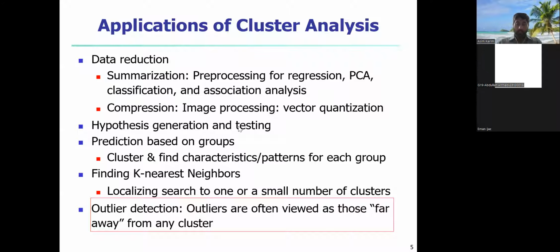So clustering is also commonly used for outlier analysis, and we will discuss outliers after we have finished clustering. Many of the techniques for outlier detection are based on clustering algorithms. An outlier, of course, is any object that is significantly different from the rest of the objects. So that would be an outlier.